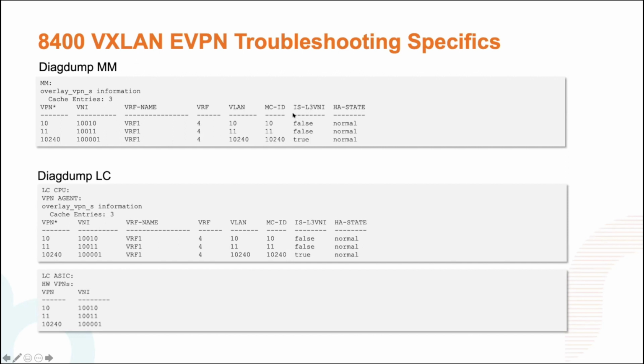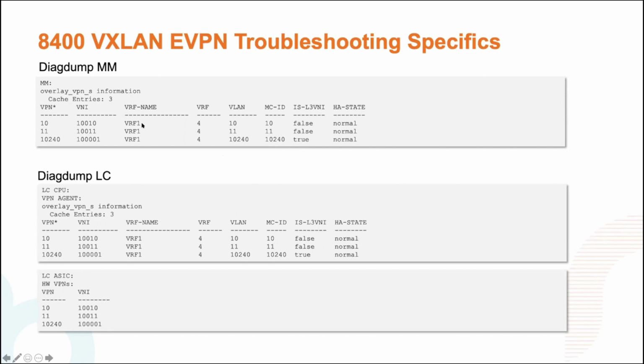So diagdump LC, same thing, the same cache, VPN cache is what you see. When you see the data is consistent between MM and LC, then you're all good. So just in case you ever have to look at the diagdump output of support files, you can always compare this data. The first level of data from the diagdump on MM and LC should be the same. There may be extra columns that you could ignore, but the base data should be the same.